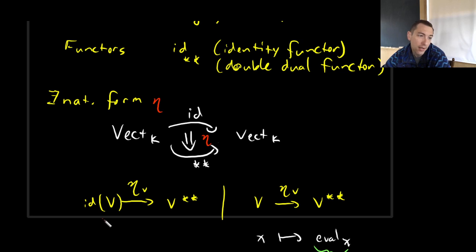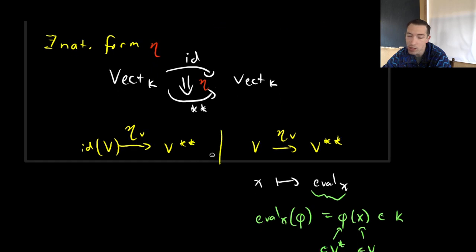So, all right, let's break this down. If we've got the identity functor on V, one of these vector spaces inside Vect_k, the identity functor on it is just going to be V. And then the double dual as well. So this is now eta sub V, one of these component maps. Let's look at what it actually does for a second. It maps any given particular x, any vector, to eval x.